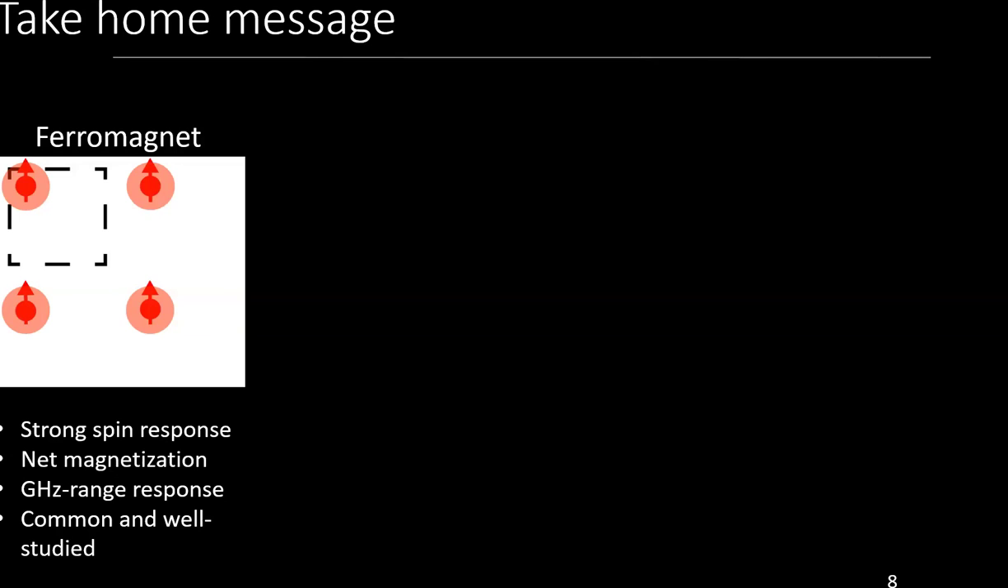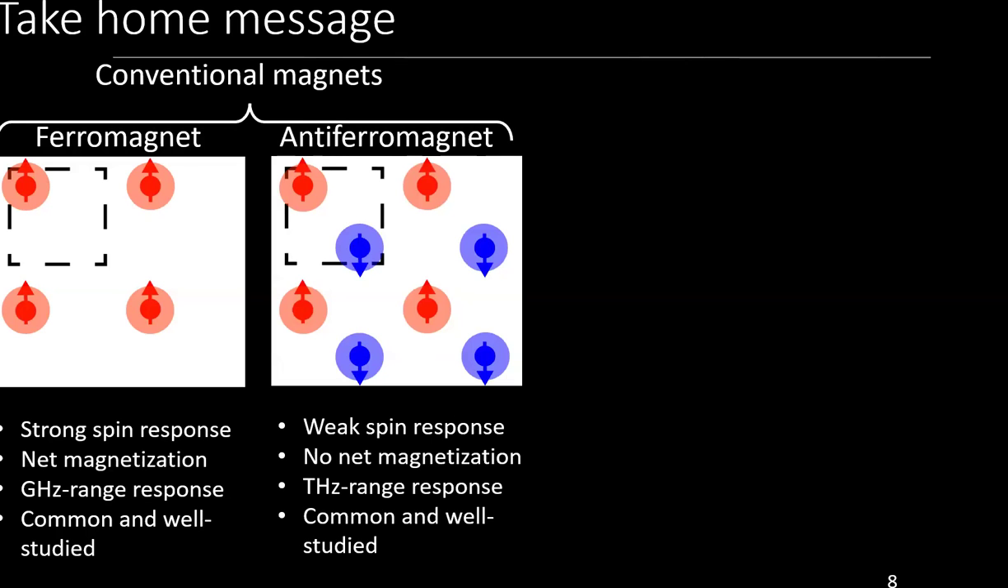So, what do we have in ferromagnets? We have strong spin response. We have net magnetization. Our response is usually somewhere in the gigahertz range. And these materials are abundant, known, well studied, widely used. What about antiferromagnets? Here, the spin response is weak. So, no net magnetization, hence we don't really couple to magnetic fields, and we don't really show any spin transfer. Our response is usually in the terahertz range, which is good. We can have faster electronics out of them.